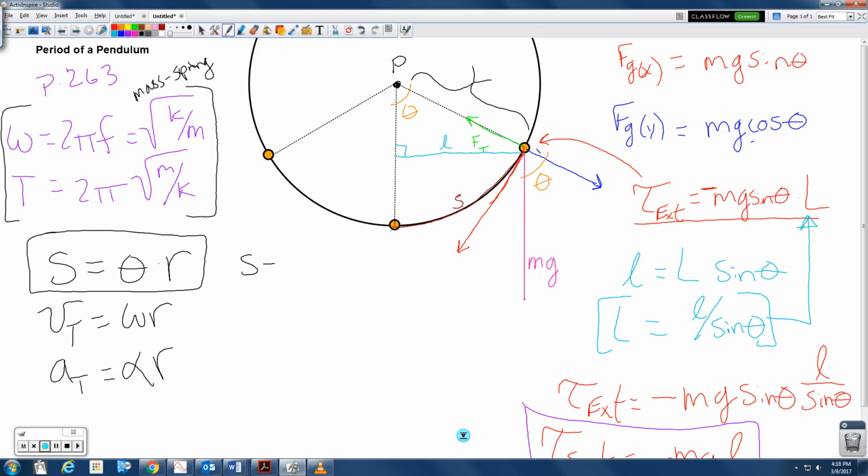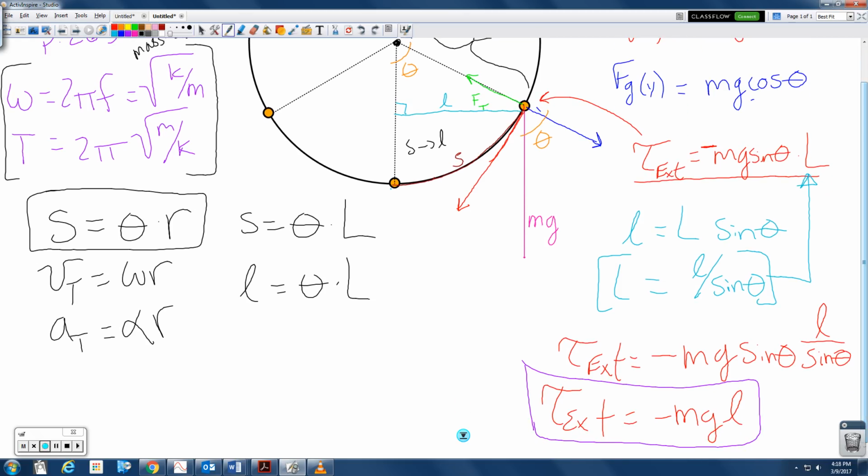We're going to say that s is equal to theta times the radius, and that radial length is big L. Well, we said that also at small angles, s approaches little l, which means we would have little l equals theta times big L. And then we can go back down here and look at our torque external in the purple box, which is minus mg little l. Well, we take this, we plug it in down here for little l, and now we have a value that we can work with.